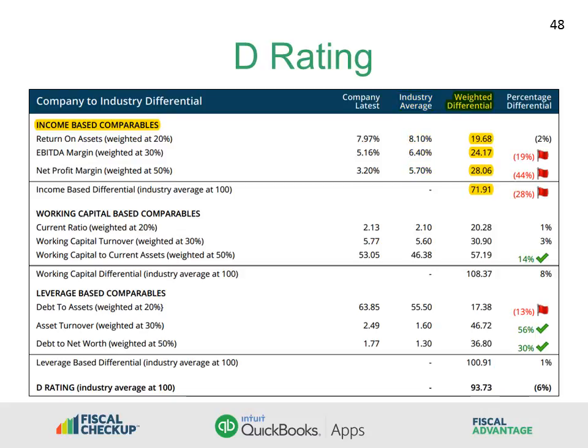The weighted differential is then calculated because the first ratio, return on assets, makes up 20% of the score. If the company had equaled the industry average, the weighted differential would have been a 20. All 3 income-based ratios are totaled. If the company was exactly operating at the industry average, the total score would have been 100. When a company value is within plus or minus 10% of the industry, the final column shows the value in black. When the company underperforms by more than 10% compared to their industry, it's marked with a red flag.